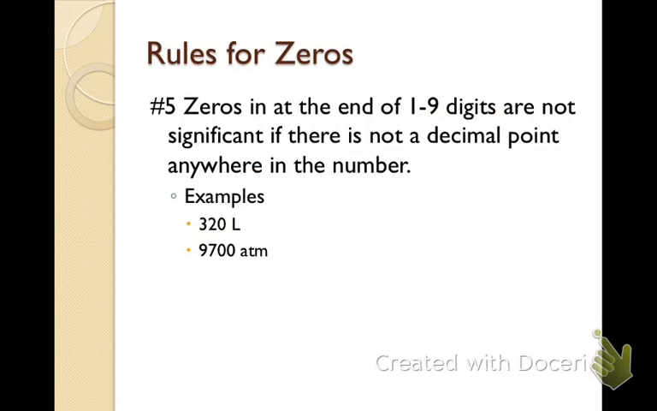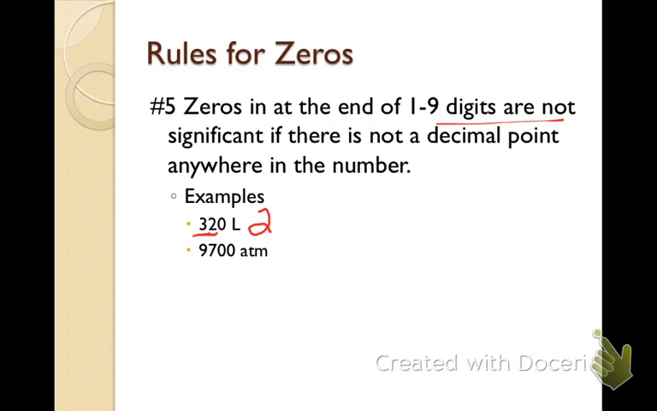Rule 5 is pretty much telling you the same thing as Rule 4. Zeros at the end of a 1 through 9 digit are not significant if there's no decimal point anywhere in that number. So if there's no decimal point, they're not significant. So we have 320 here. Okay, same thing as before. However, there is no decimal point anywhere in here. So only the 3 and the 2 are significant. So we only have 2 sig figs.